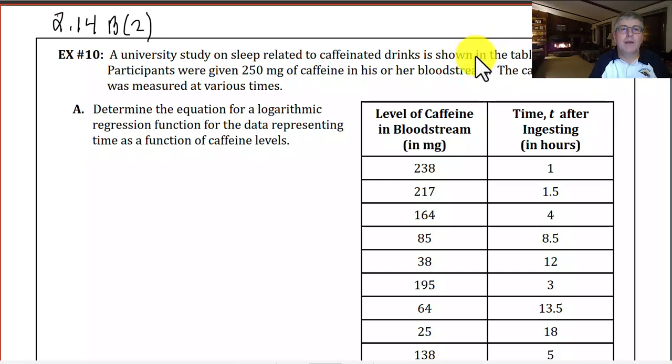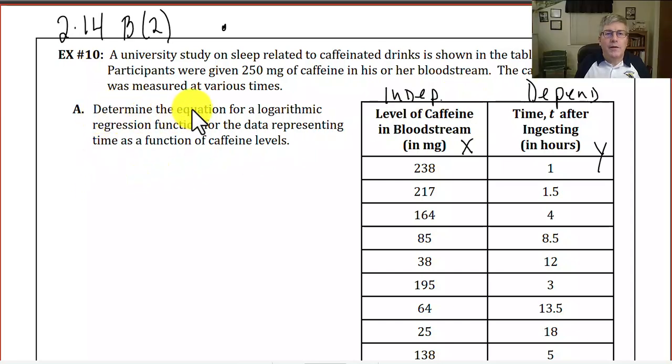Welcome back. The objective of this video is to continue to become proficient using our calculator and creating a logarithmic regression model. This problem was going to have a little twist to it though because of our dependent and independent variables. In example 10, it says a university study on sleep related to caffeine drinks is shown in the table below. Participants were given 250 milligrams of caffeine in their bloodstream. The caffeine level was measured at various times.